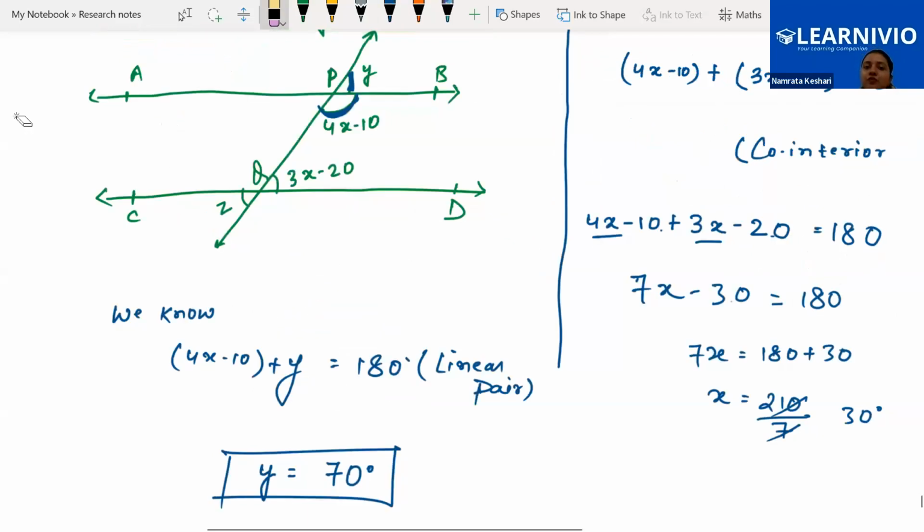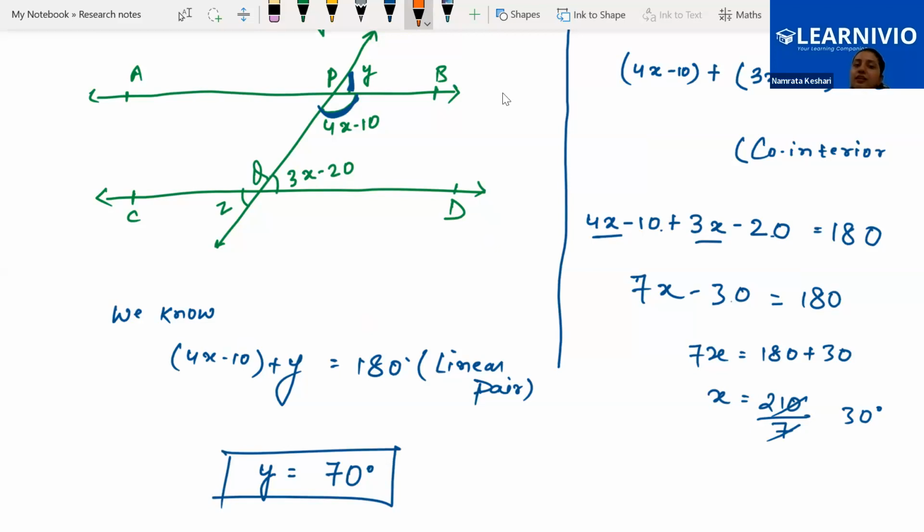Please find the value of z now. We don't have to find it, check it. First confirm that everyone is getting the y value as 70 degrees. Yes or no? Yes, ma'am. Okay.